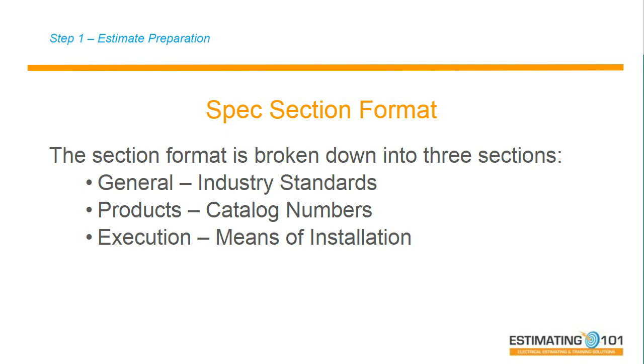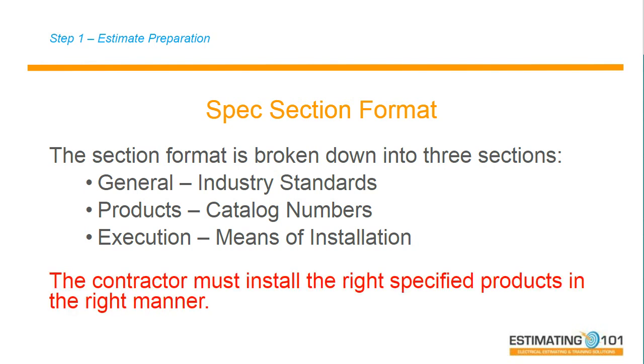And then one of the most important sections of an individual spec section is the execution. The execution section of a spec will tell you how it's to be installed. And so the contractor must install the right specified product in the right manner. That is exactly what the architect, the owner, the inspectors are going to be looking for. When you do a walkthrough and a punch list, they're going to make sure you installed the right product the way it was supposed to be installed.